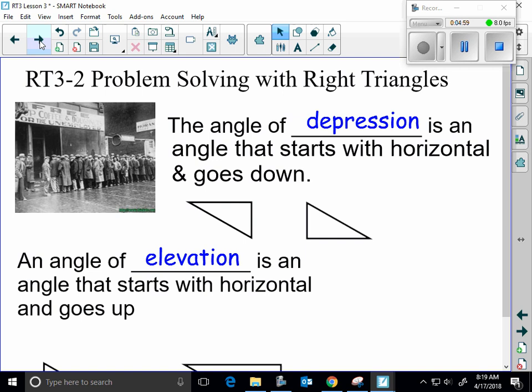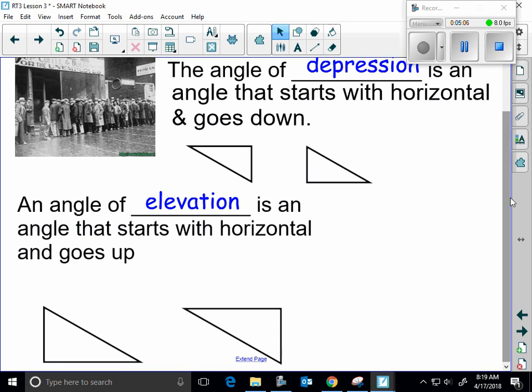Okay, there we go. We're going to do some application problems. Before we get into that, I got to talk about the angle of depression and the angle of elevation. Typically, angle of depression. If you were slightly depressed, would you hang your head or would you lift your head? I'm just saying, if you're slightly struggling, would you typically hang your head or would you lift your head? Would your spirits be up or would they be down? They'd be down.